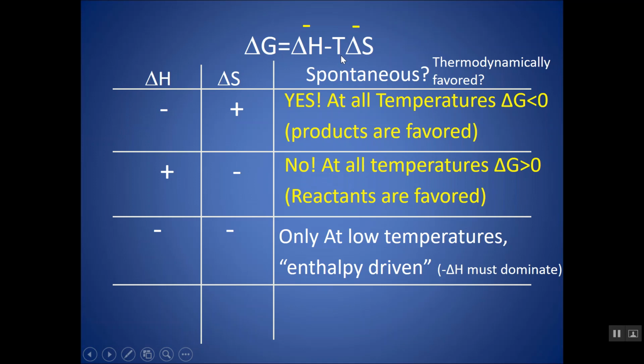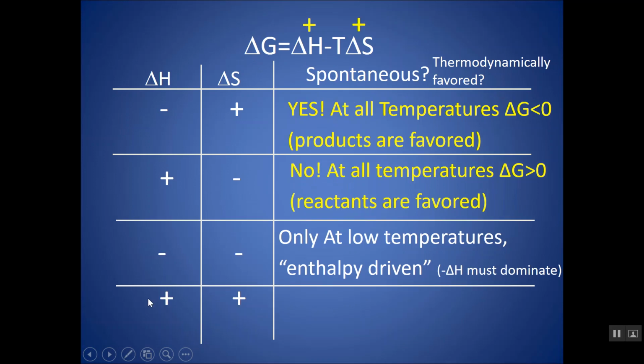So if I have a low temperature, then if I'm taking this negative and subtracting T delta S, I will get a negative delta G if the temperature is very low. But if I take this negative and subtract from it T delta S where T gets really large, then that's actually going to change it positive. So if I see negative, negative, it's only going to be favorable at low temperature. Sometimes we say this is enthalpy driven because the delta H term has to dominate. It has to be larger than the T delta S term so that delta G is overall negative.